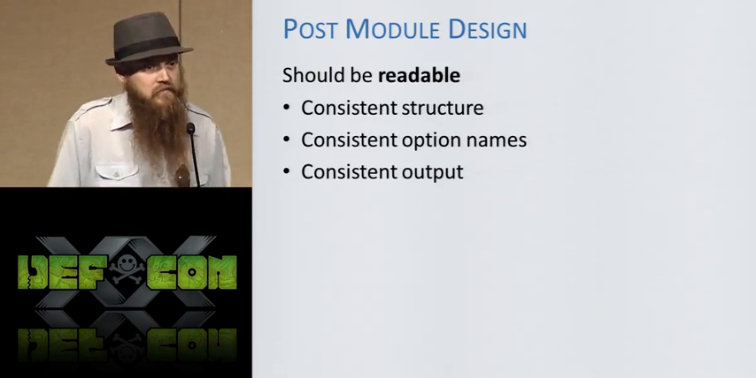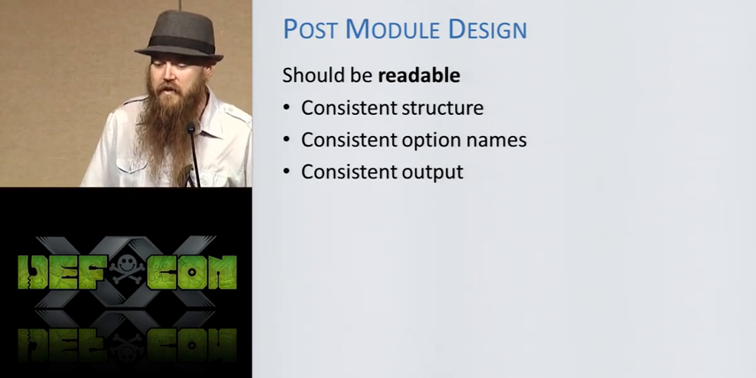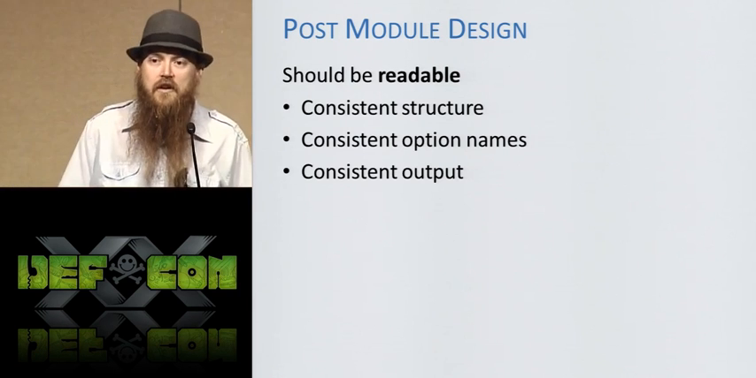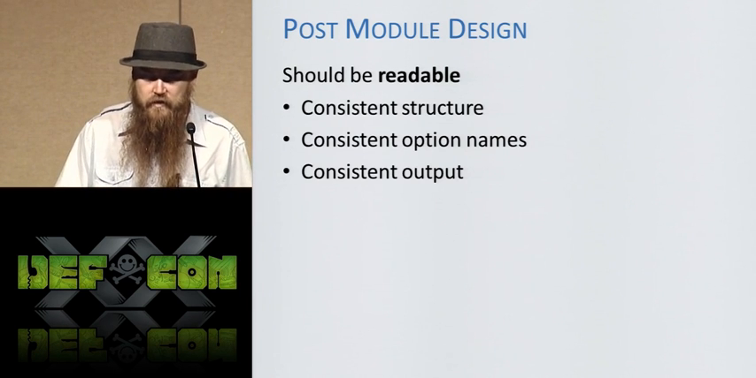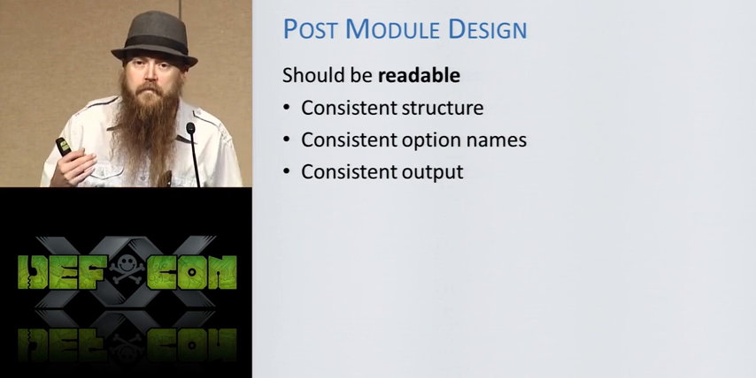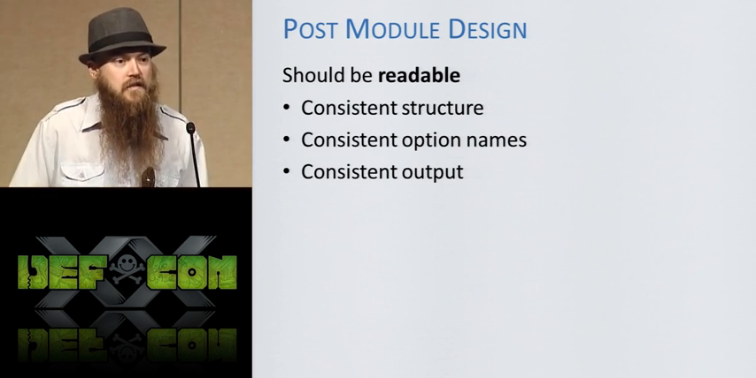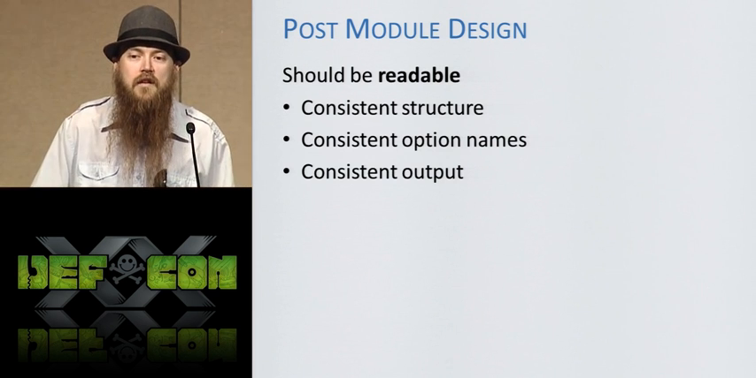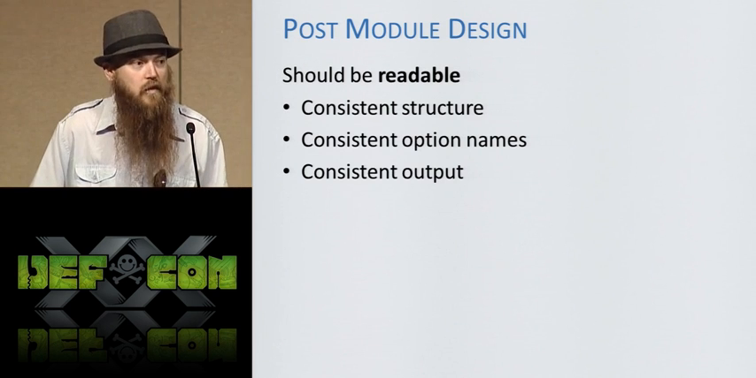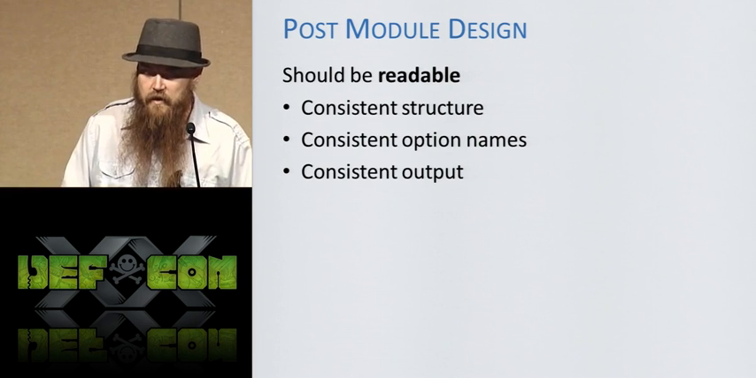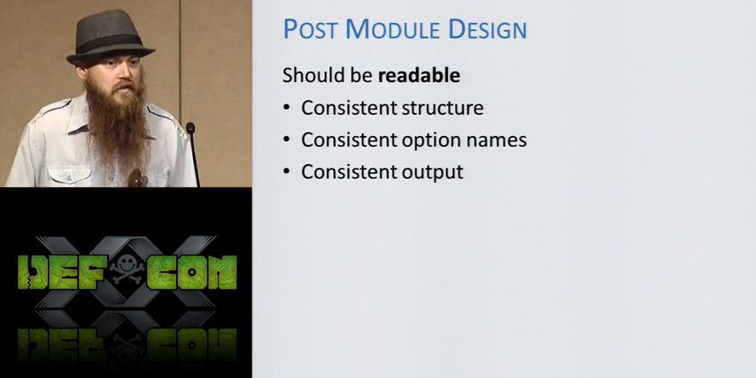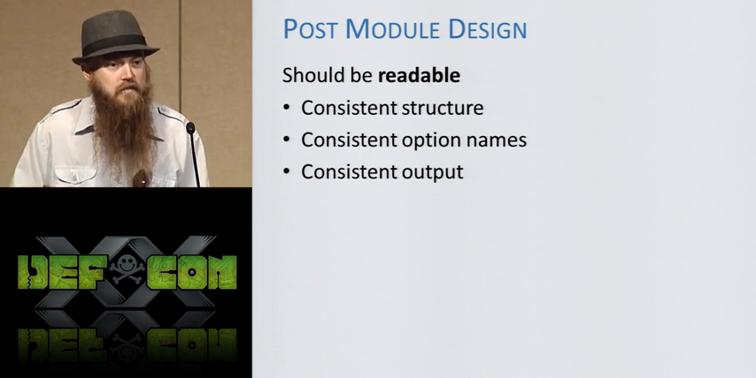Modules should be readable. Like everything else, there's some cool metadata available in the module structure, and we'll see a little bit of code in a second explaining that. But if everything has a consistent structure, which we strive for in the framework, then it's a lot easier to write new stuff, and a lot easier to understand what a single module does. And if we have consistent output, then you'll always have an understanding of what this module is doing as it moves along.